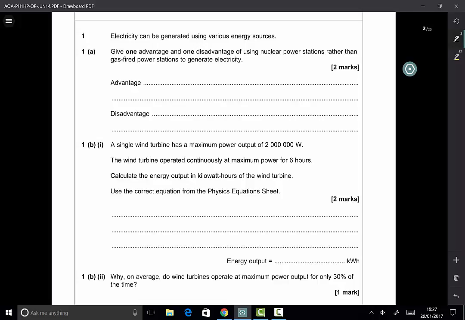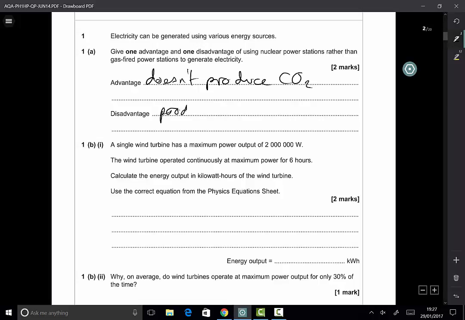And we know that one of the problems with gas power is that it produces carbon dioxide. We also know that nuclear power doesn't do that, so the advantage doesn't produce CO2. Of course, carbon dioxide being a problem because it contributes to climate change. Disadvantage of using nuclear power is what it does produce, which is radioactive waste.